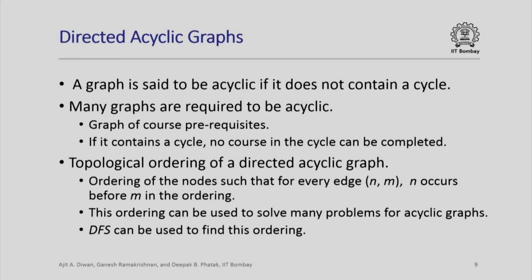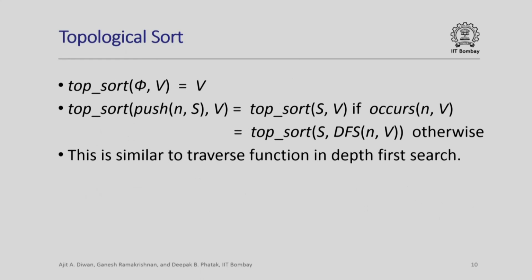So, a property of such a graph is what is called a topological ordering. It is an ordering of the nodes of the graph such that for every ordered pair n, m corresponding to an edge, n occurs before m in the ordering. So, all the edges of the graph go from a node which occurs earlier in the ordering to a node which occurs later in the ordering. And such an ordering can be used to solve many problems for directed acyclic graphs, and we can use depth first search to find this ordering.